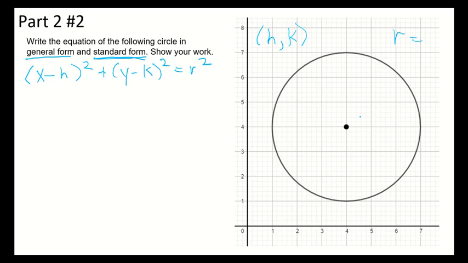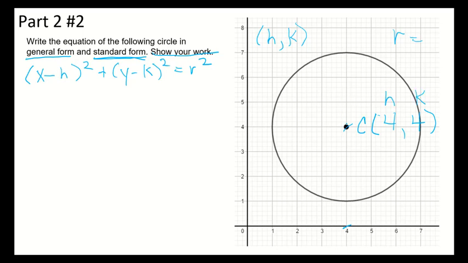I'll start by identifying the center. Remember, I'm grading your work. You need to show your work. The center is count over 4 and up 4. So it's positive 4, positive 4. This is h and this is k.